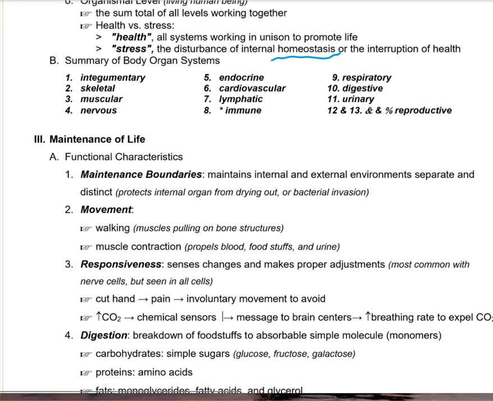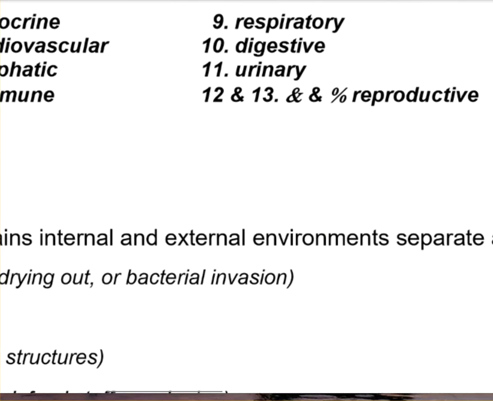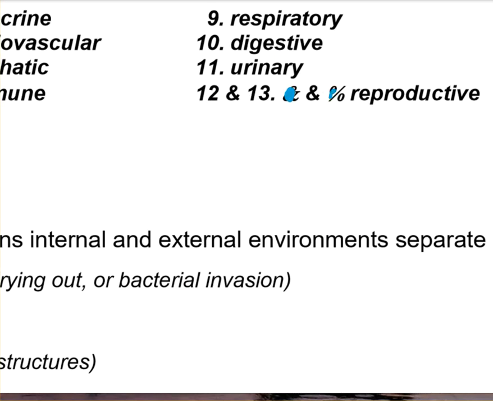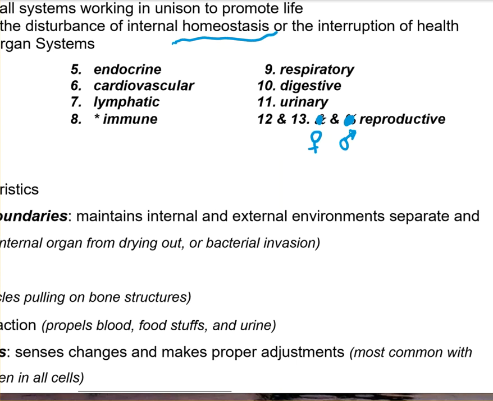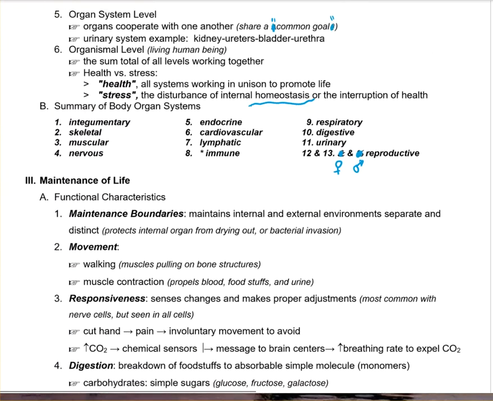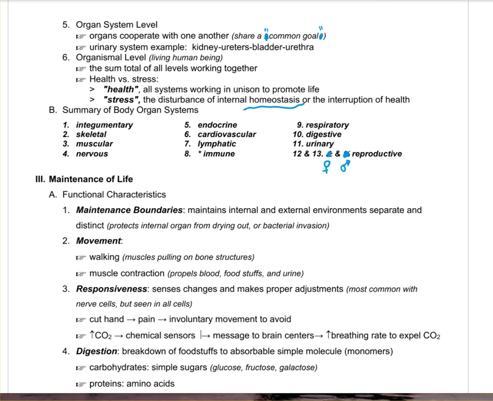Now, notice here where it says B, summary of body organs, that we list all these different organs. And again, I'm noticing there's a little error here. This and this are supposed to represent female and male reproductive. So we'll add those in. These body organs, I'm not going to go over them entirely. We're going to basically go in order through 231, 232, and 233 and cover all these.